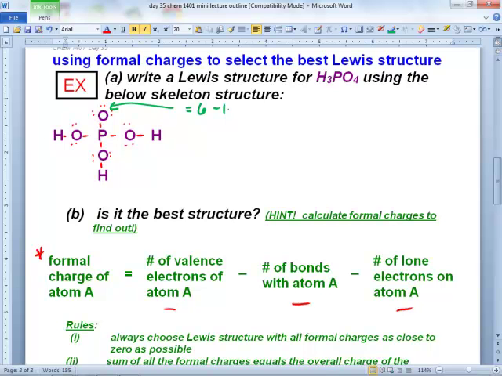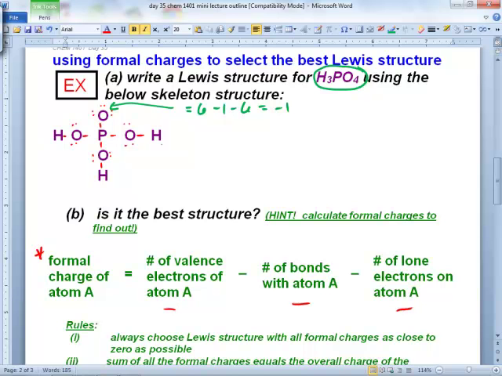Here are the dots. It's going to be 6. The lone electrons, 6. There's 6 dots. So already we're kind of messed up because there's no charge on this thing. It's H3PO4. There's no charge. Best answer is all zeros. And we already got a -1 here, so you know something's wrong.